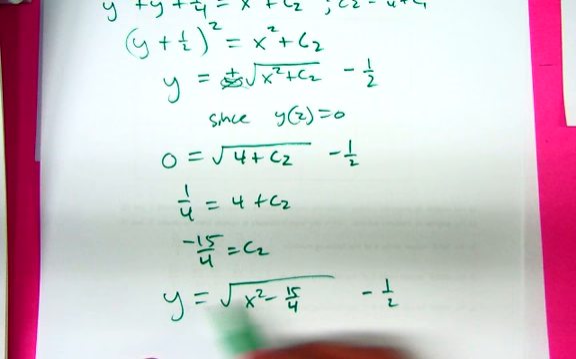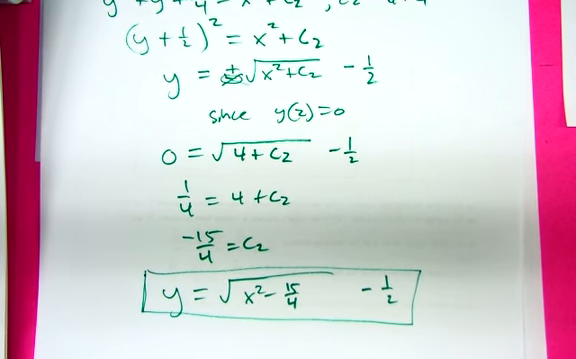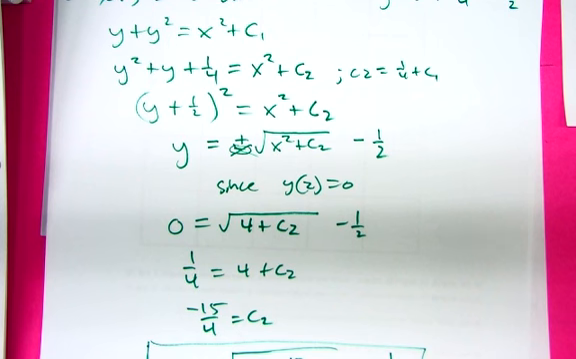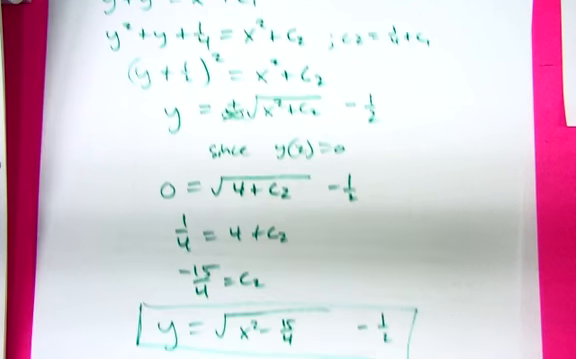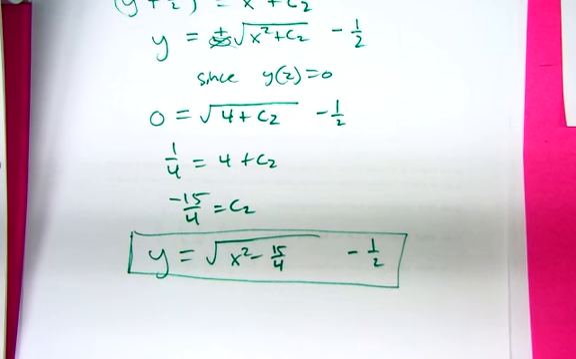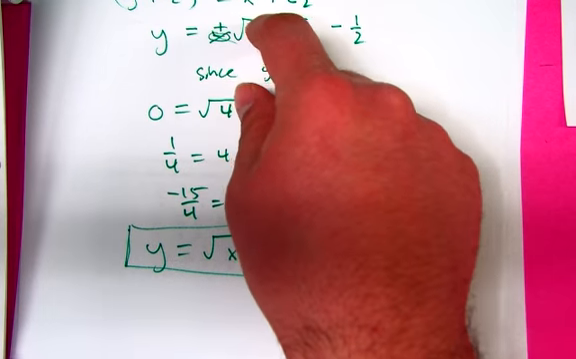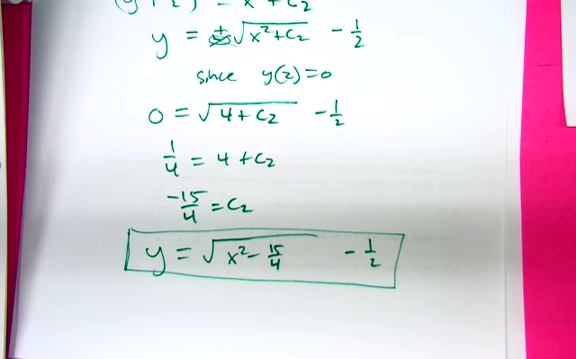minus 1/2. Why didn't you just plug the numbers in at the very beginning? Right after you created it? You can. It doesn't matter where you find the constant. If you carry that constant through from the beginning and solve for it later, or if you find it back here, you're still going to get the same value. Okay.